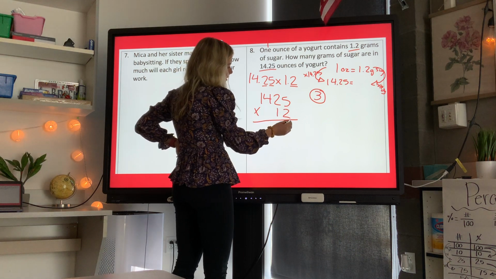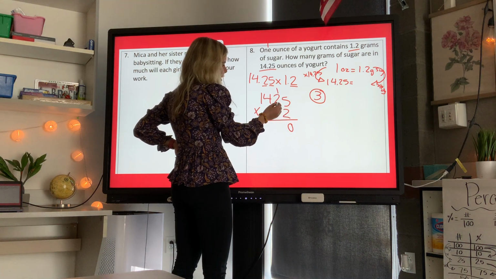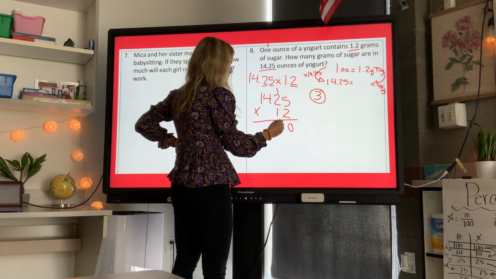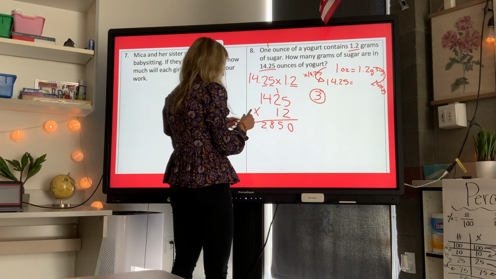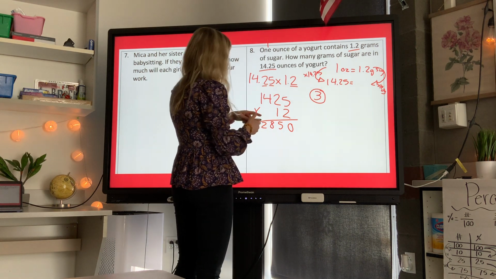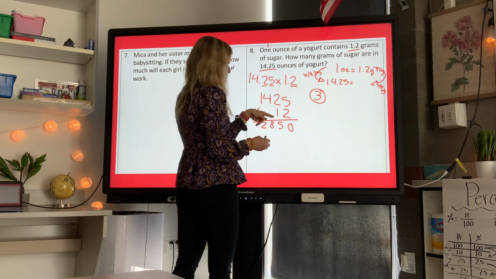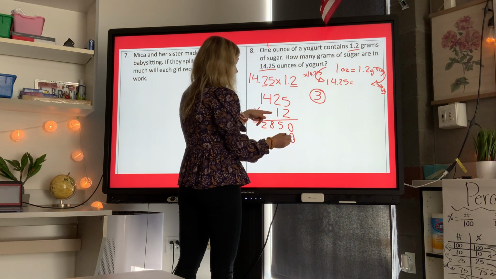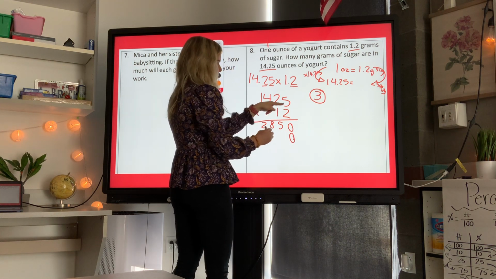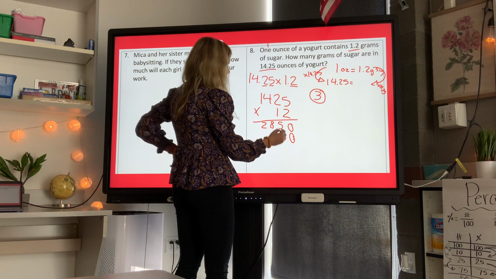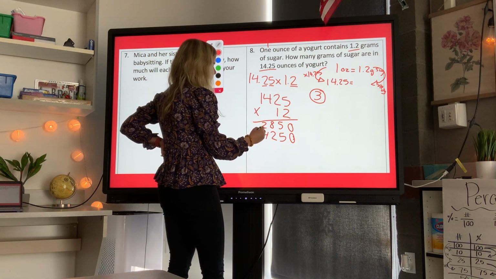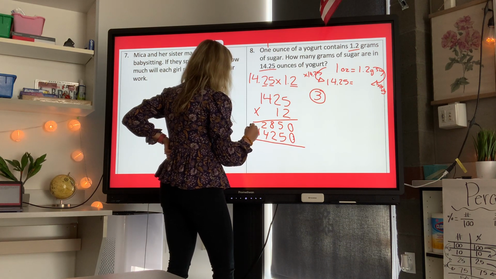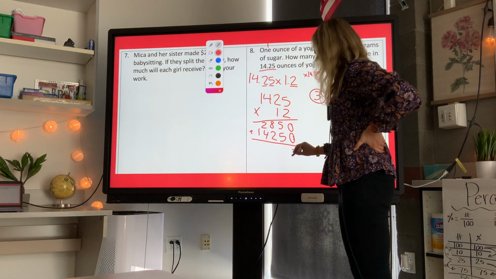So 2 times 5 is 10. 2 times 2 is 4, plus 1 is 5. 2 times 4 is 8. 2 times 1 is 2. Okay? So when I multiply by 1, all the numbers, it's really like I'm multiplying by 10. So I add a 0, because there's one digit after. So 1 times 5. 1 times 2. 1 times 4. And 1 times 1. And then I can add them up. So I add them up.